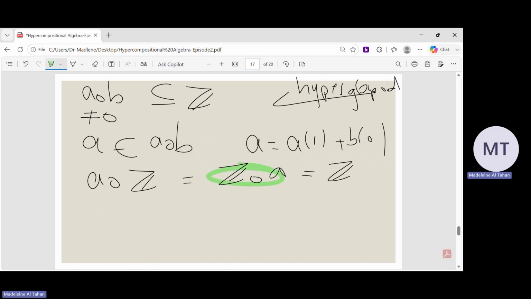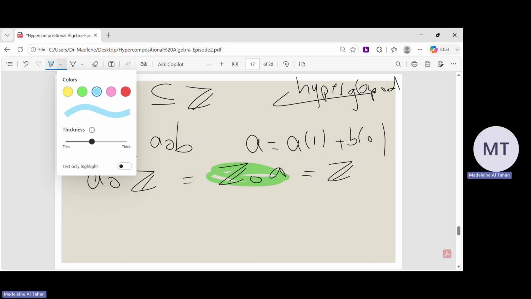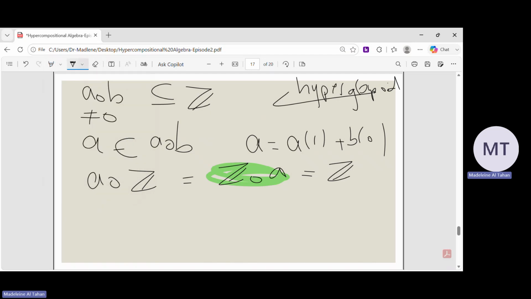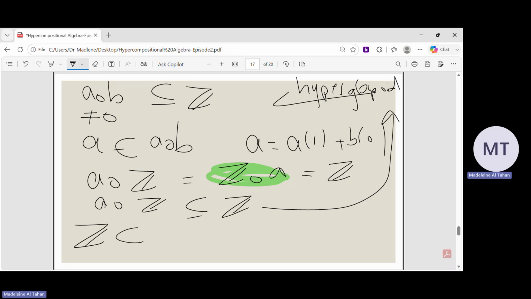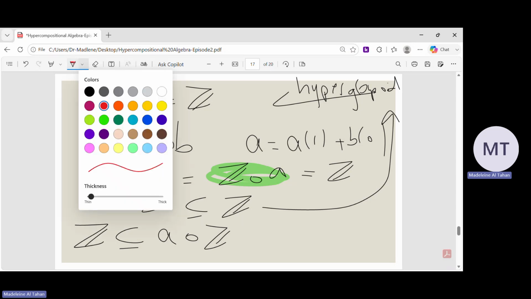Now, I will prove one of them. Why? Because Z round A and A round Z are equal to each other. Now, to prove that A round Z is equal to Z, we need to show first that A round Z is a subset of Z, and we already showed why, because it's a hypergroupoid. And we need to show that Z is a subset of A round Z. To show that, every element in Z should be in A round Z. So let's take an element in Z.